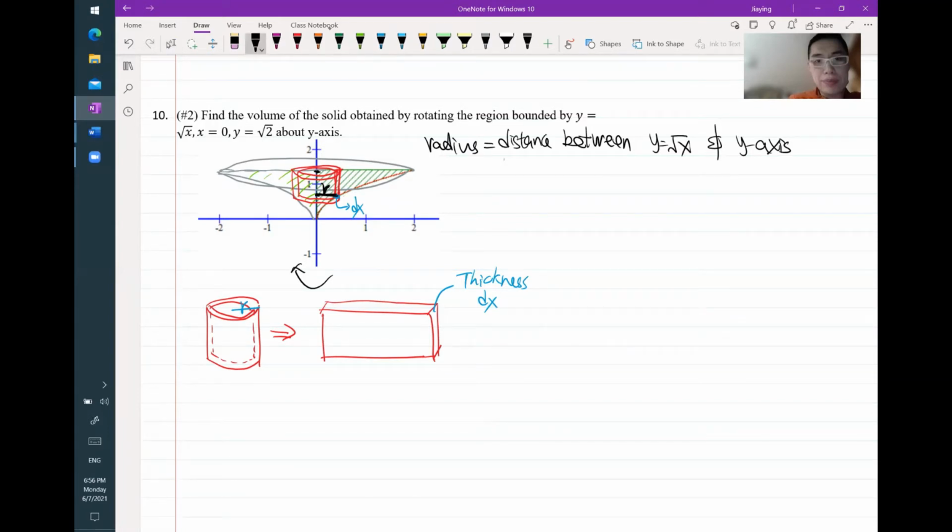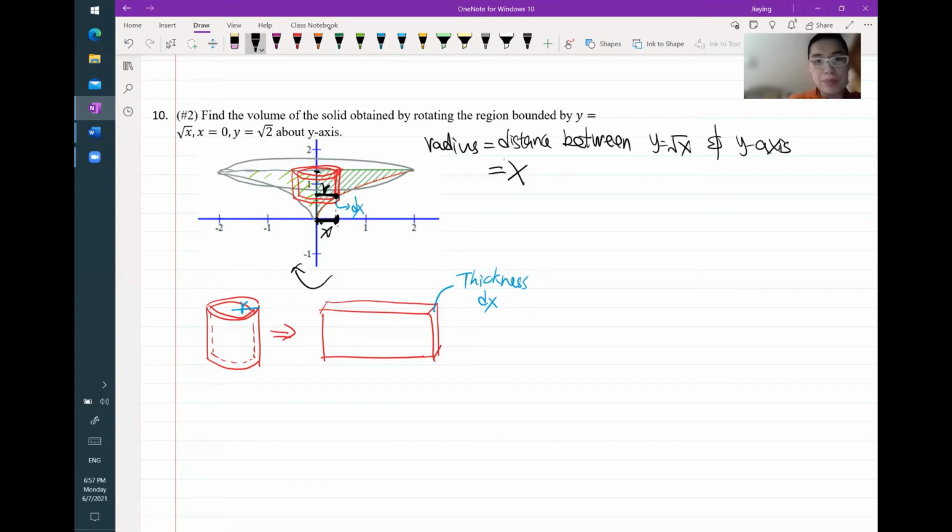Any other questions? So here, let's continue to find the radius. The radius is the distance between y equals square root of x and the y-axis. That distance, if you recall, we can just treat as the x value, right? We don't know how long this is, but if we call this point x, the segment is just given by the x value. It's a horizontal distance from 0 to this x value. So that's the radius. I'm just going to call it x.